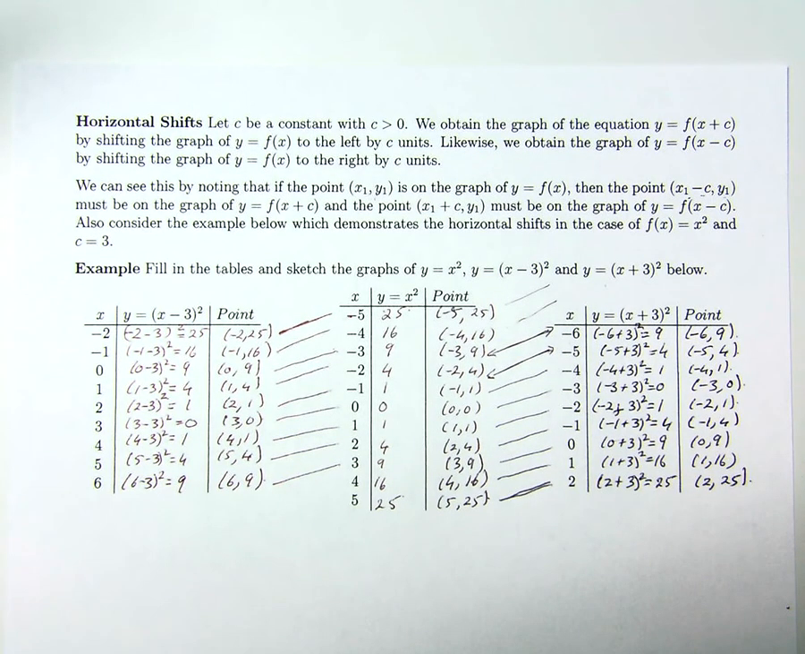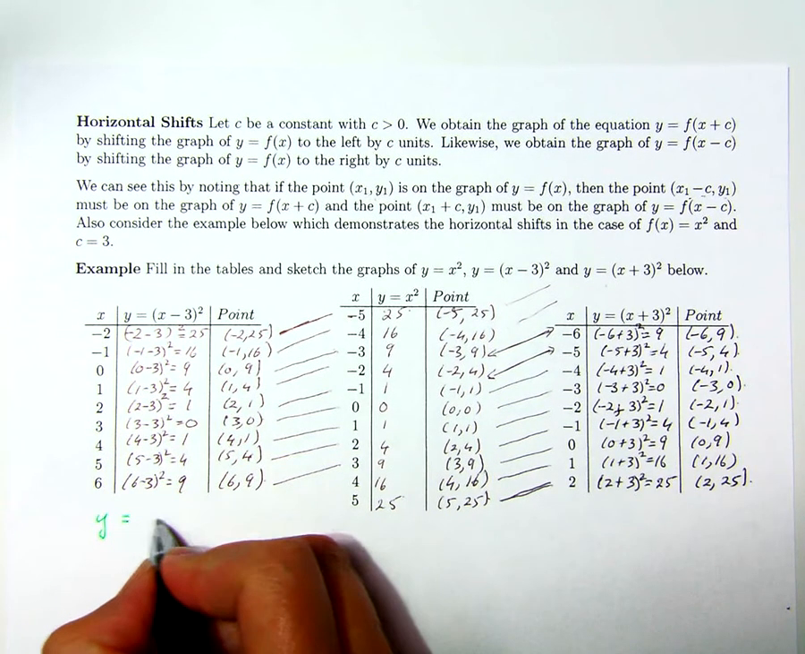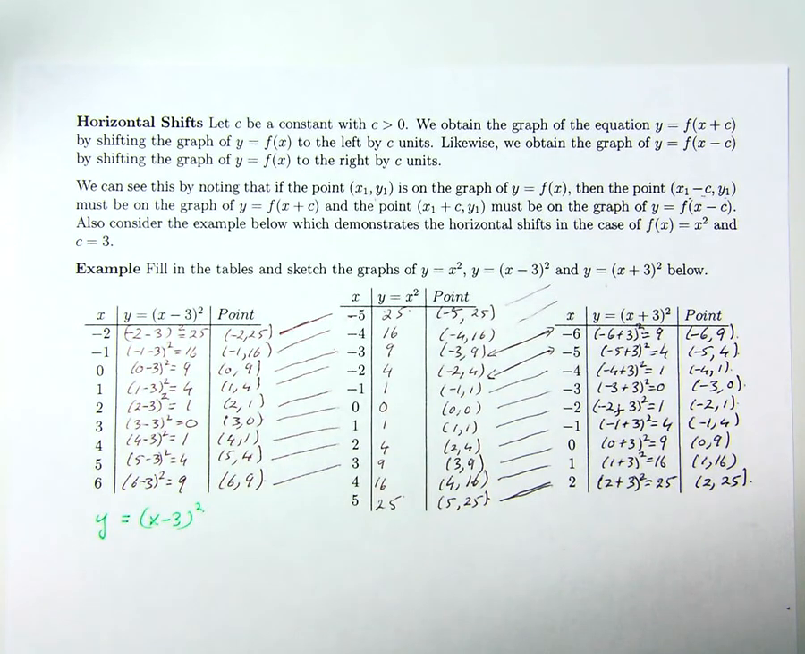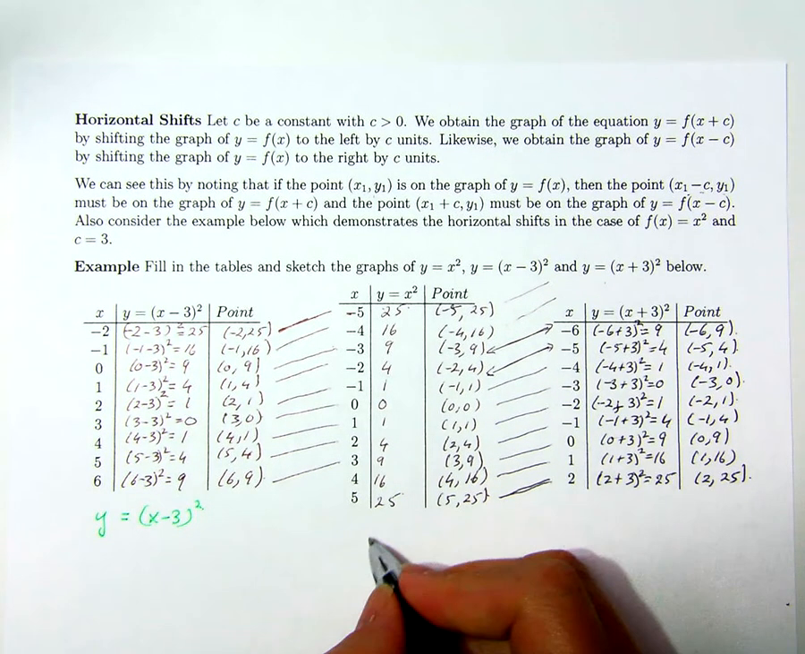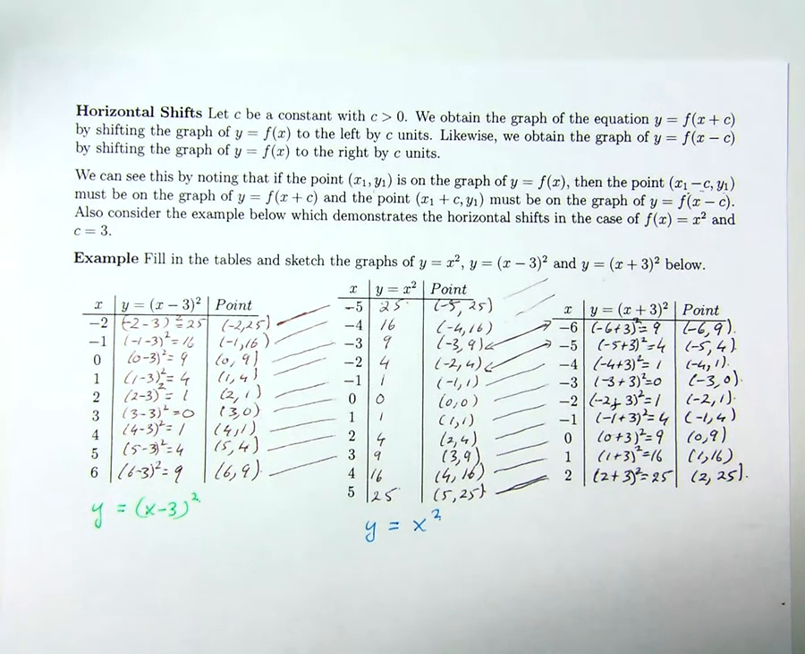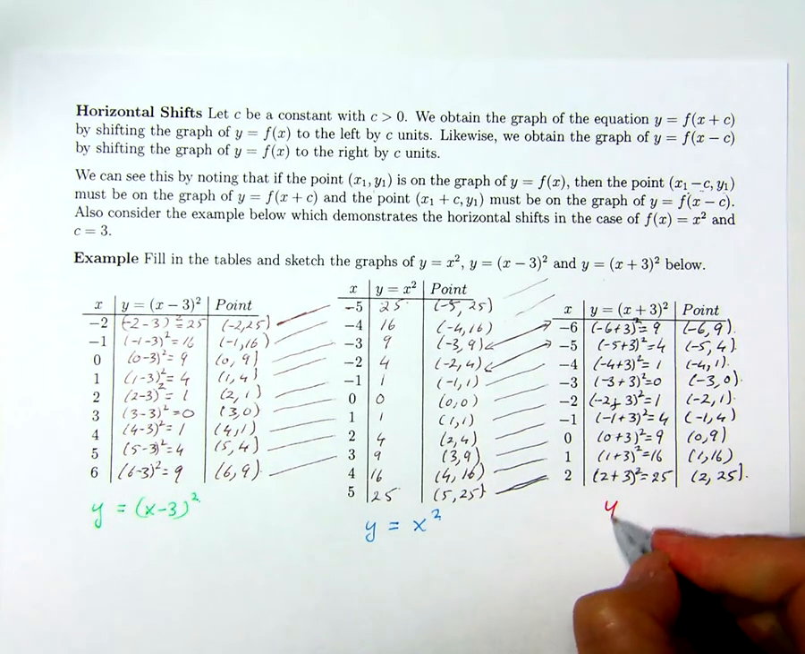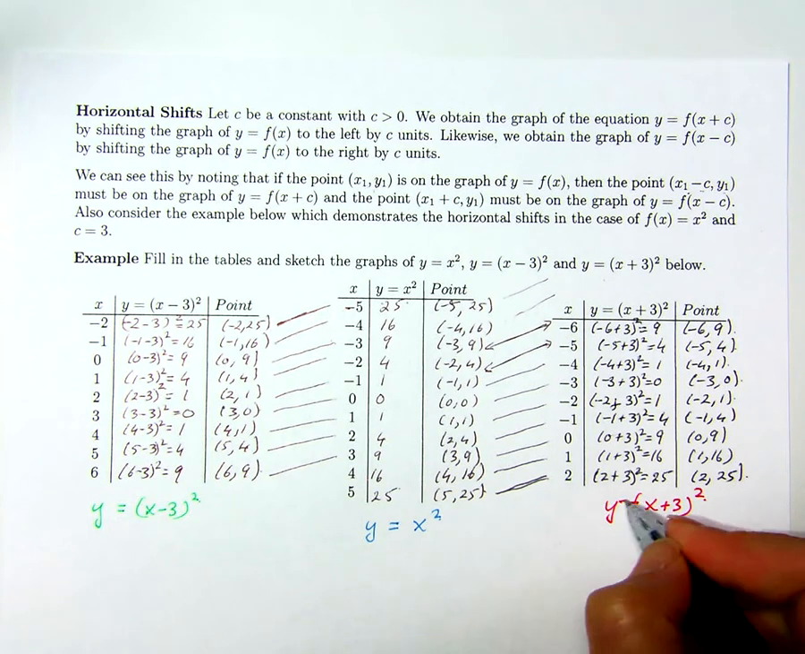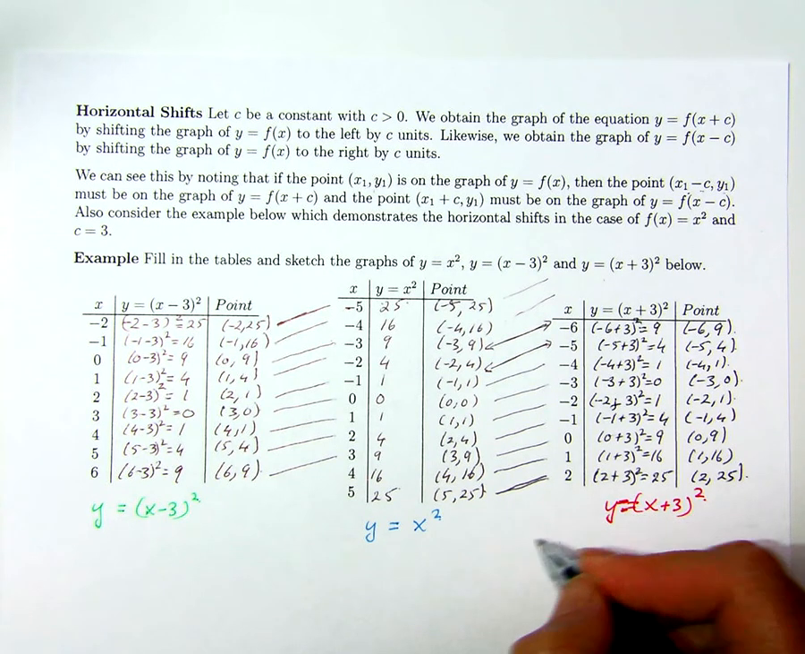Let's draw some of these graphs. This one I'll draw in green: y equals x minus 3 squared. And it should be the graph of y equals x squared shifted 3 units to the right. And the graph of y equals x plus 3 squared should be the graph of y equals x squared shifted 3 units to the left.